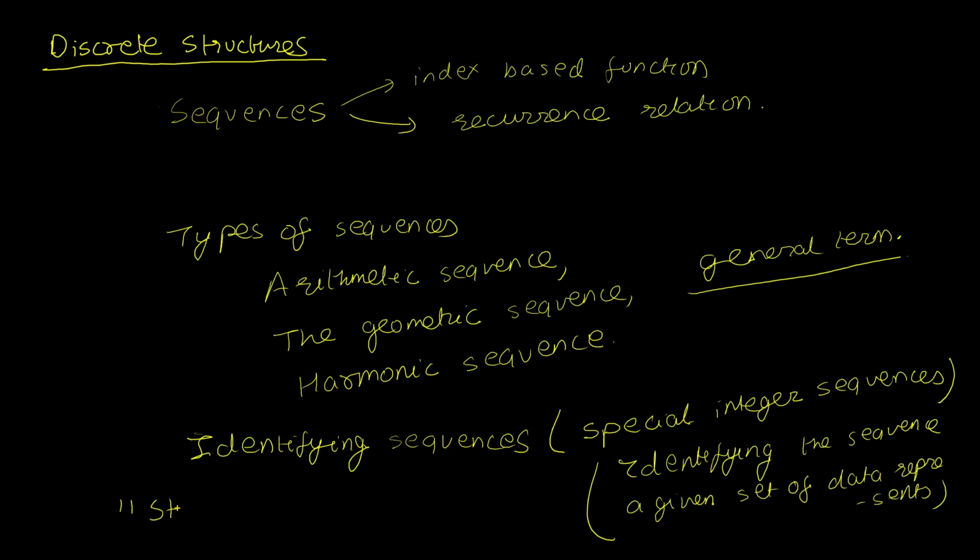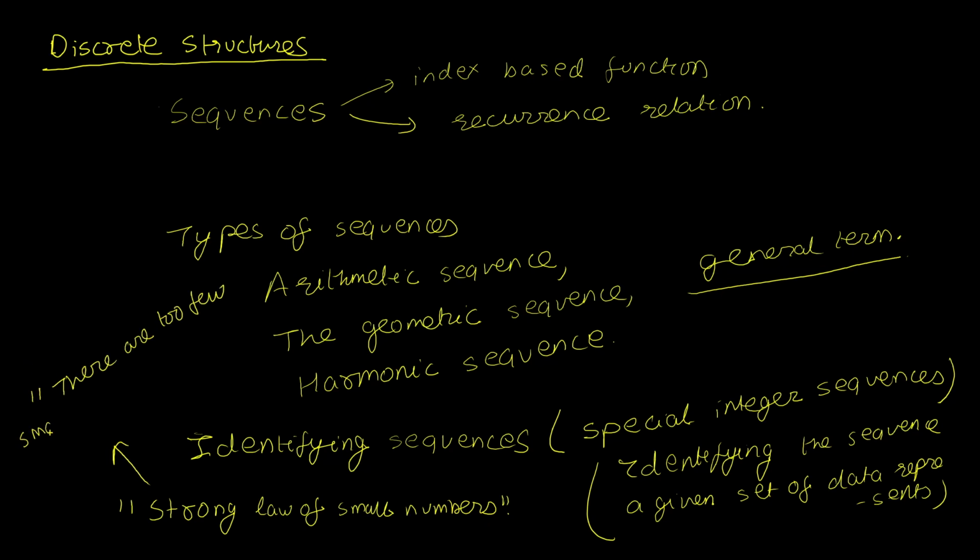And then in a related context, we'll be looking at the strong law of small numbers. And let me give you a hint of what this suggests. It basically states that there are too few small numbers to meet all the demands that we make of them. Okay, and we'll see what that means when we get to this topic. So let's get started with an overview on sequences.